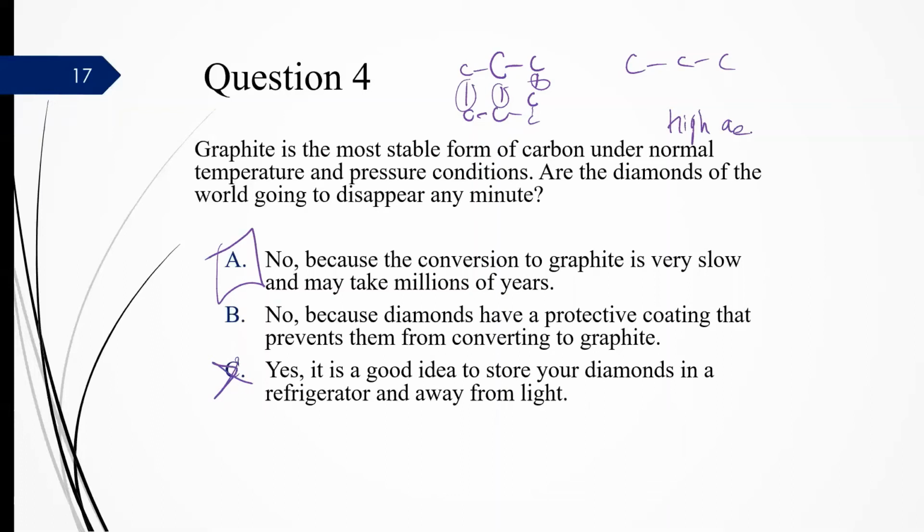That doesn't mean that it can't happen. It just means that our rate is going to be quite slow as we wait for that to happen. So it's not that the diamonds need a protective coating. It doesn't need to form an oxide layer. They themselves have such a high activation energy because of those strong forces between them.